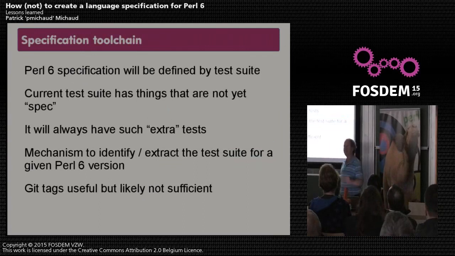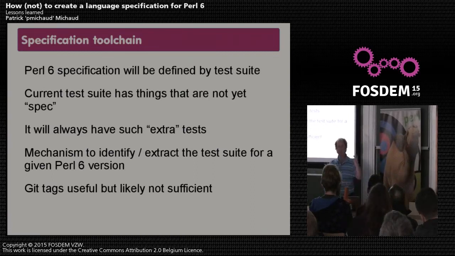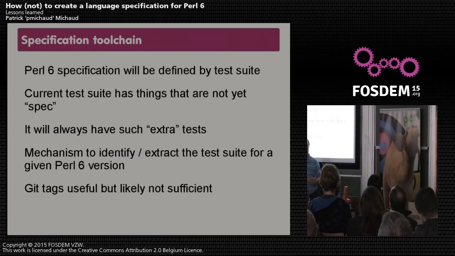Where we're going, I think we need to consider and look at the details of what our tool chain is going to look like for the Perl 6 specification. Because if the Perl 6 language spec is a set of tests, and we already have a pretty robust test suite, it's called roast. Probably should be called specs, but it's called roast.